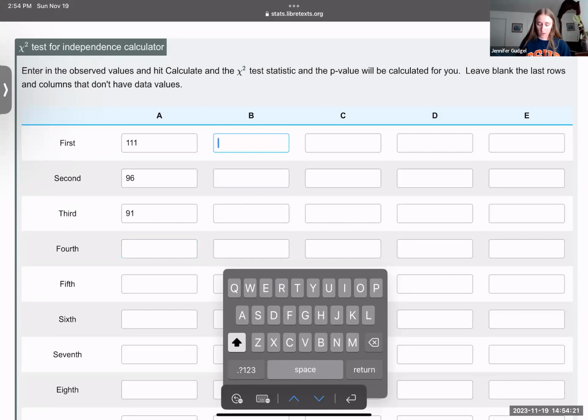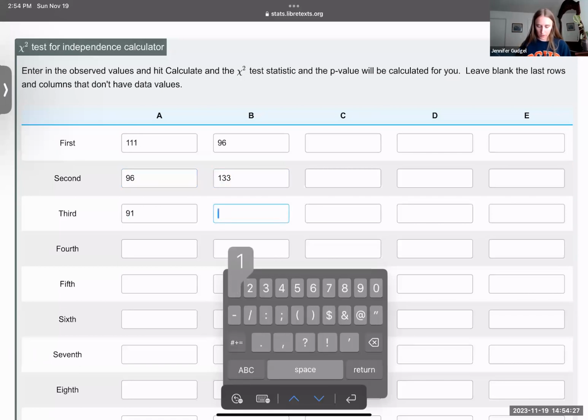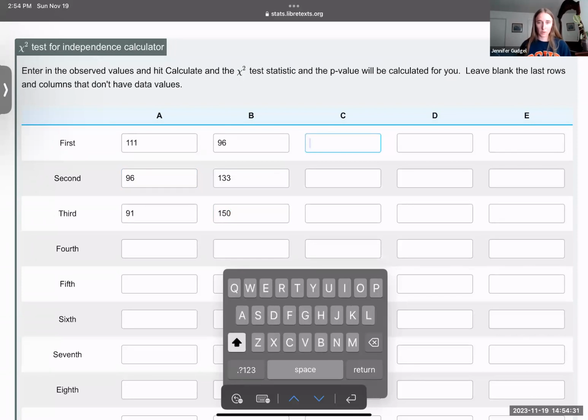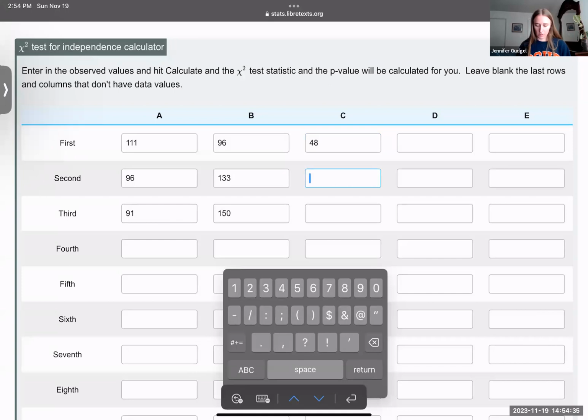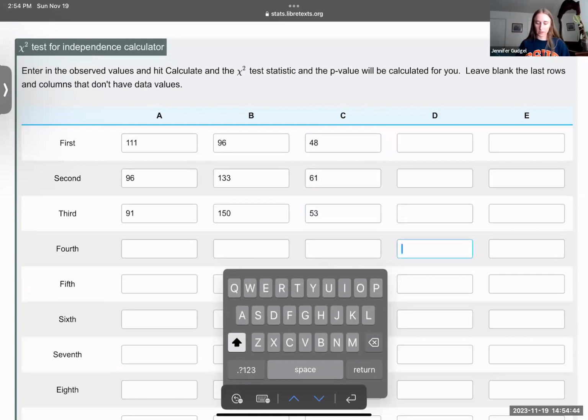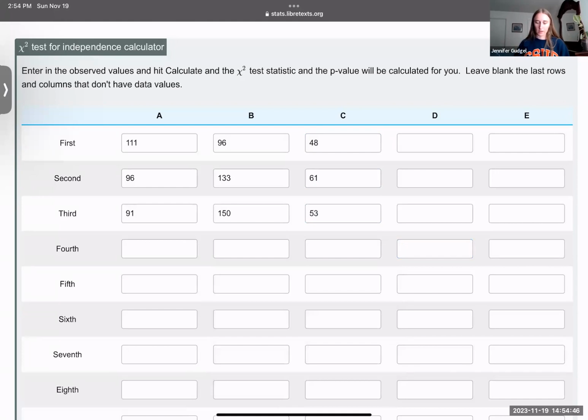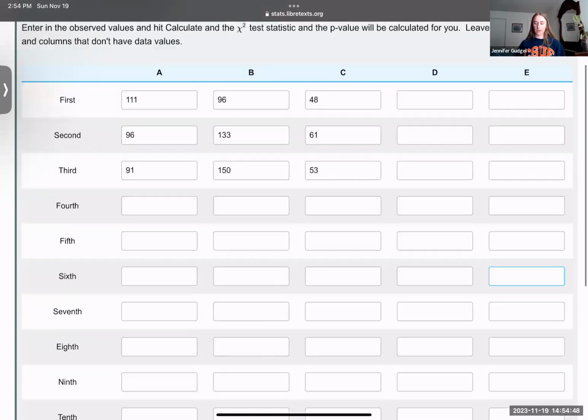So I don't fill that in. I move on and I put in 96, 133, 150. Don't put in the column total. Move on to the next one. 48, 61, 53. And I don't put in the row totals either, right? That's not its own variable. This is all the information I'm going to put in. Didn't fill anything into any of the others.